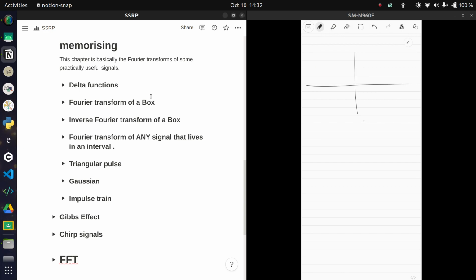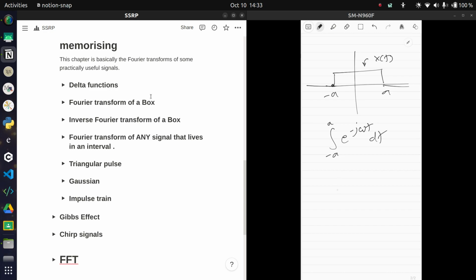What I mean by a box is something like this. It's 1 throughout the interval negative a to a. Everywhere else is 0. So that's your x of t, by the way, in the continuous case. And you want to get the Fourier transform of a box. It's not that hard actually. You just have to do the integration of this thing from negative a to a. It's 1 basically, so just e power negative j omega t dt. That's it, in fact. So just integrate it.